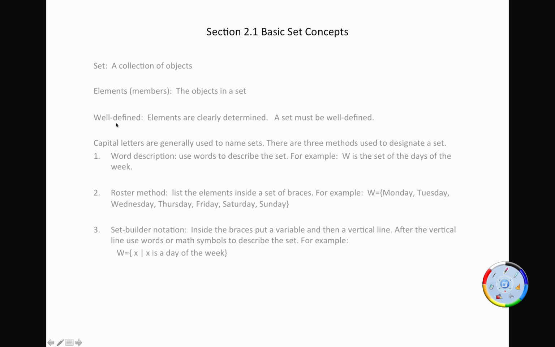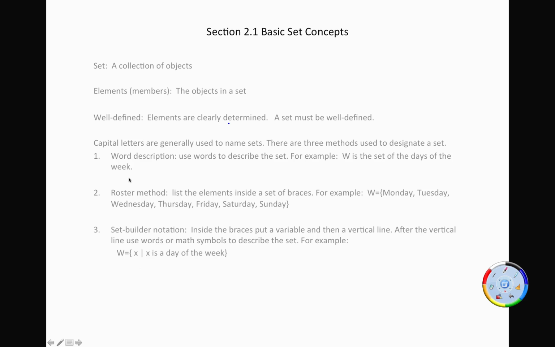A set must be well defined. In other words, the elements must be clearly determined. For example, we can't talk about a set of short people. What I determine to be a short person and what a basketball coach determines to be a short person may be two completely different things. However, if I clearly set some boundaries, I could talk about, for example, the set of people who are less than 5'10", right? Or the set of people who are less than 5'6". Clearly determined.